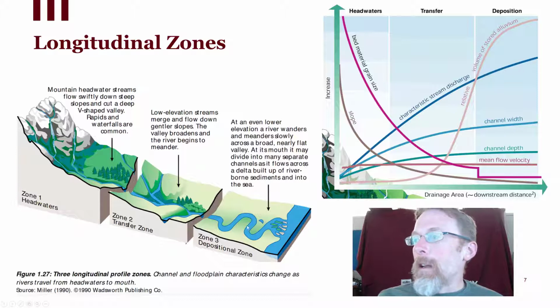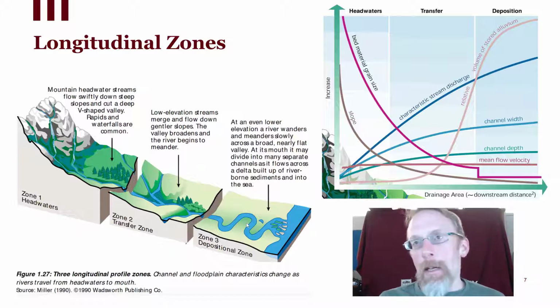The last zone is the depositional zone. Now this is a zone that's really low elevation, so we're down close to base level. If this were the Mississippi River, this would be the part of the river that's south of Cape Girardeau, south of the Boot Heel of Missouri, all the way down to the mouth of the Mississippi River where it enters the Gulf. Really low slope, really big meanders.